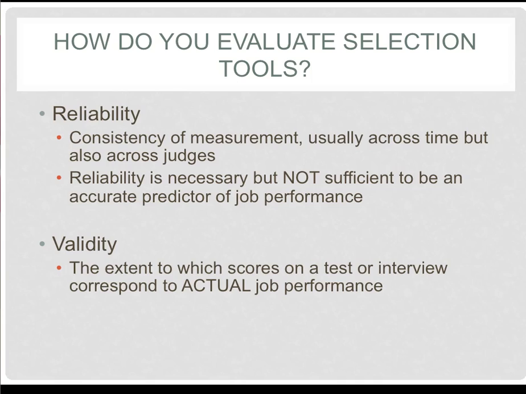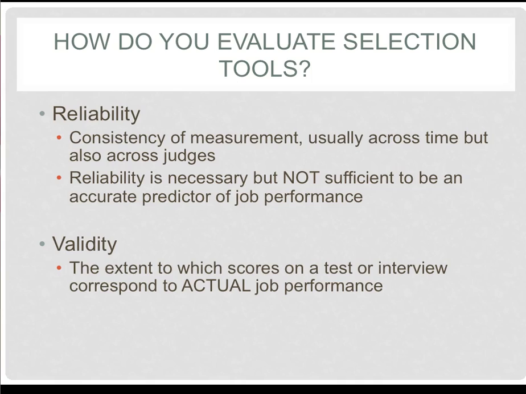Reliability is how consistent a measure is over time or across a number of different judges. Reliability just means we give very consistent information, and validity is how we make sure that the results from the test are able to predict actual job performance, so how accurate it is.